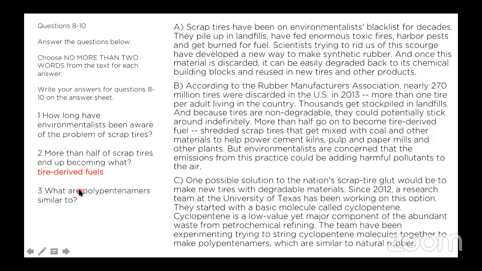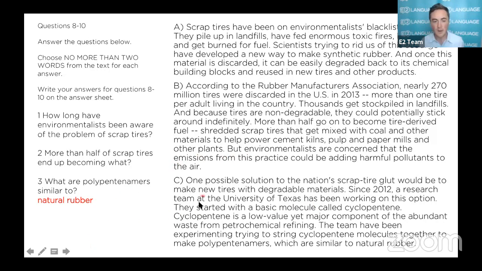Number 3 has a good keyword, polypentamers. So now we want to find out here, okay, polypentamers here. What are polypentamers similar to? They are similar to natural rubber. So if you had number 3, natural rubber, good stuff.